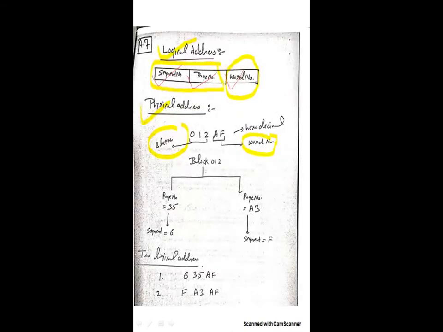That block 012 is present in two pages, 35 and A3. But 35 is present in segment 3, and A3 is present in segment F. So what do you get? You get two logical addresses: one is 635 AF and the other is FA3 AF. So these are the two logical addresses for a given physical address.